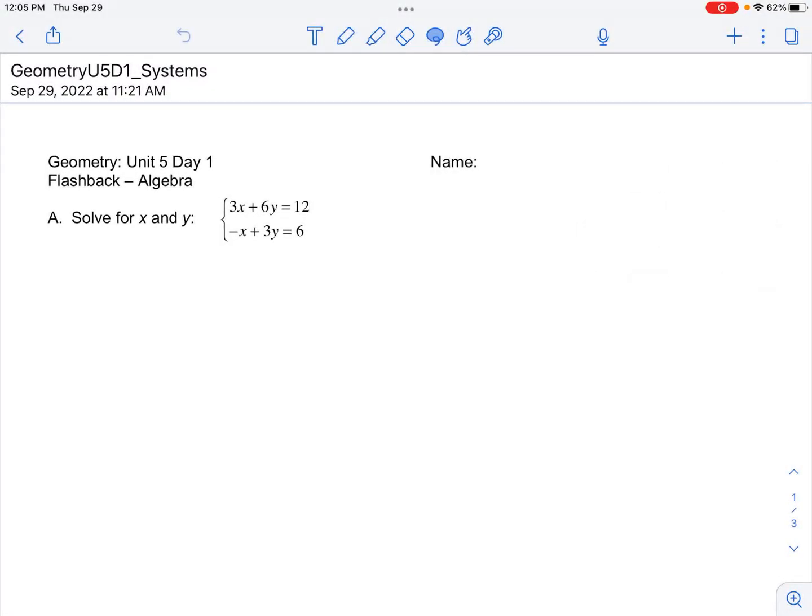Hi friends, welcome. We're going to be taking a look at an algebra topic today, something that we want to review because we're going to be needing this skill in some future topics in geometry. Specifically, the skill I'm talking about is solving systems.